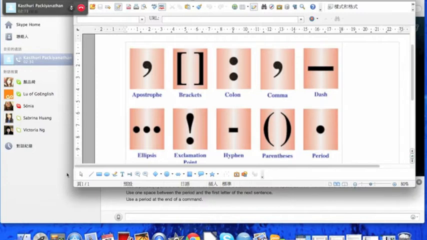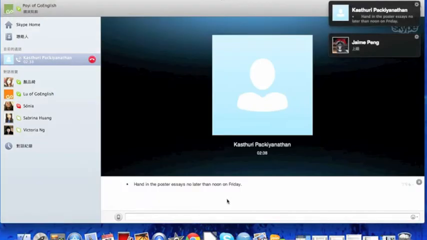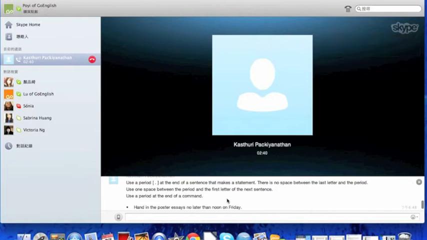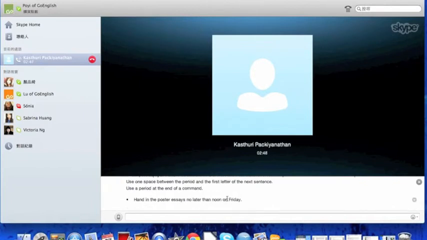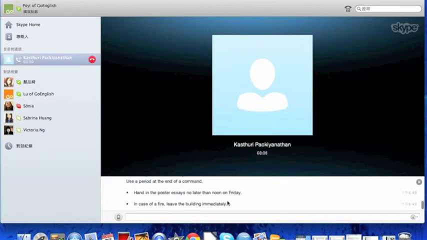that sentence. So for example, that would be something like, "Hand in a poster essay no later than noon on Friday." So it's like your teacher's telling you when to hand in your assignment, right? Okay. So another one would be if someone said, "In case of a fire, leave the building immediately," right? Okay. So, do you have any questions about this?